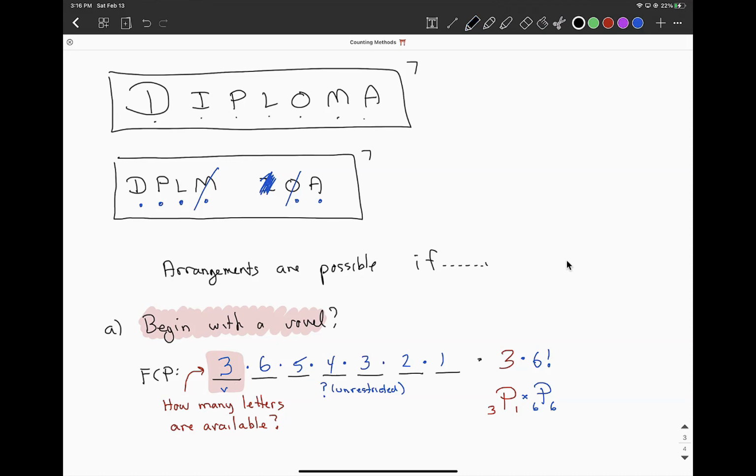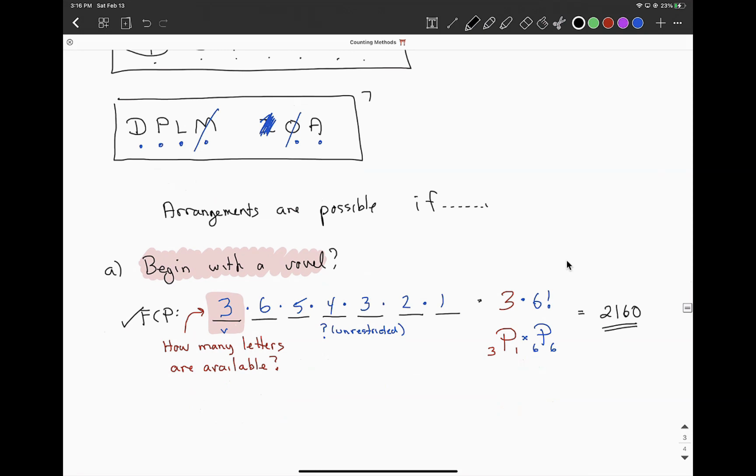The counting principle, for me, is easily arguably the best strategy to really show the work and think it through carefully. But in either case, we should have eventually ended up with the total number of ways that we could begin with a vowel. Let's just do one more in this context, beginning with a vowel.